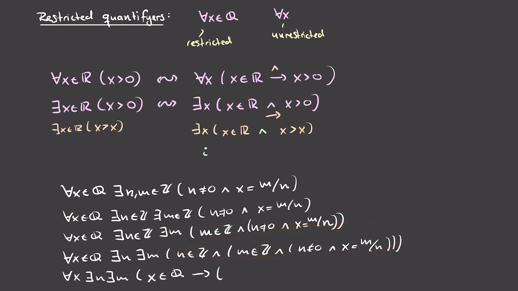So let's do that. n is in Z, and m is in Z, and also n is non-zero, and also x is equal to m over n. Let's see whether I got the brackets right. So we have this pair, this pair, and this pair.